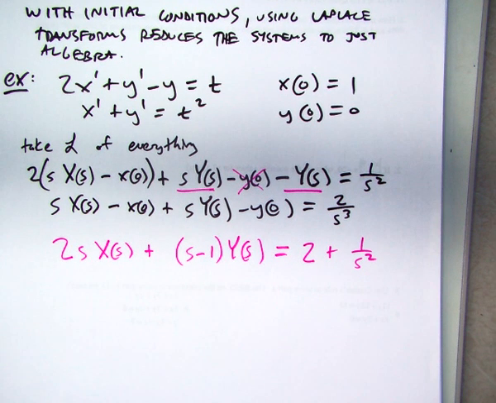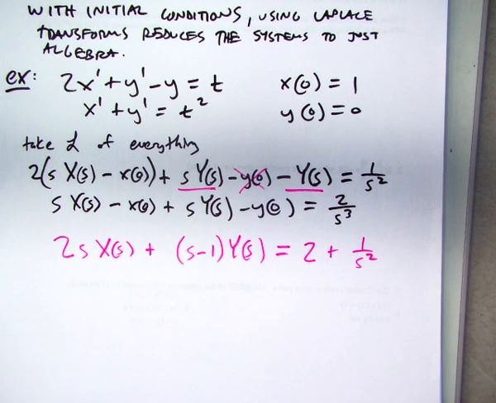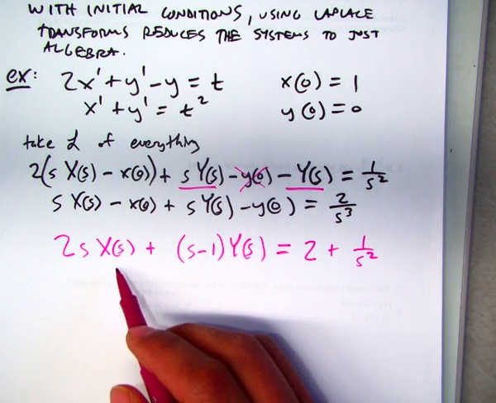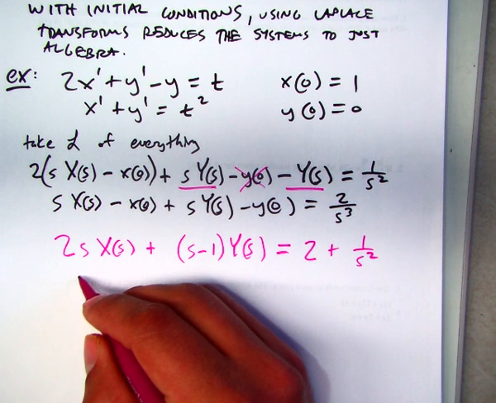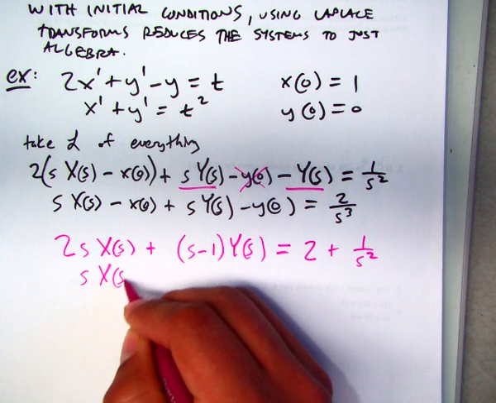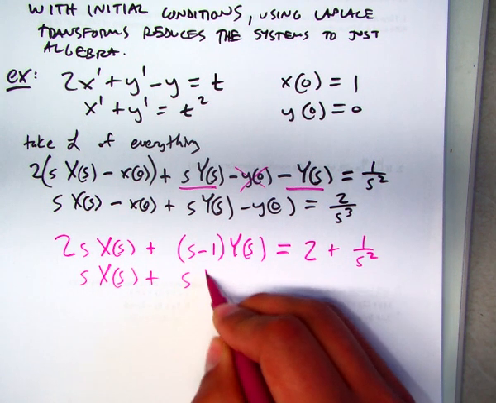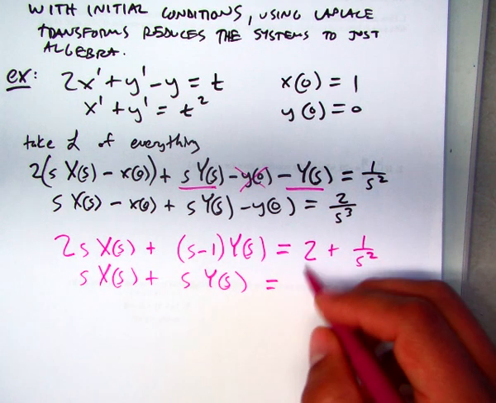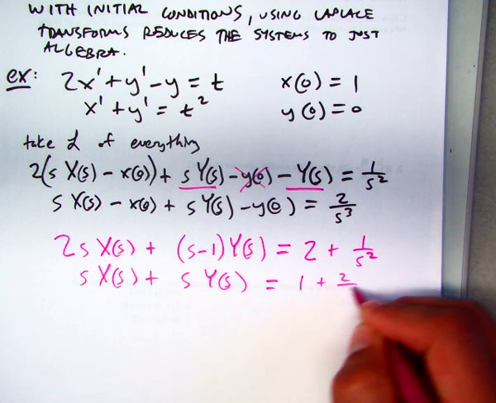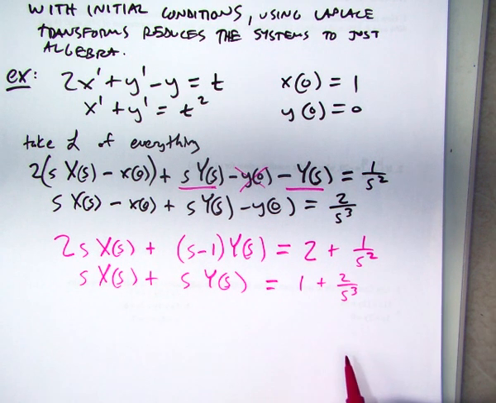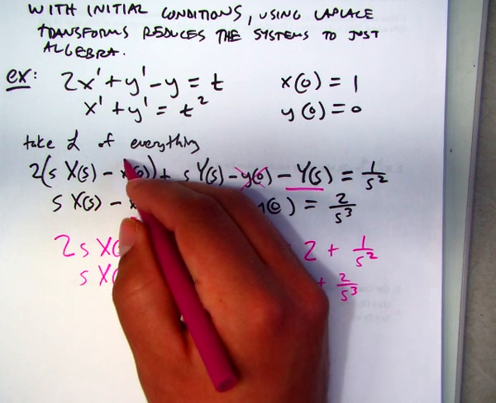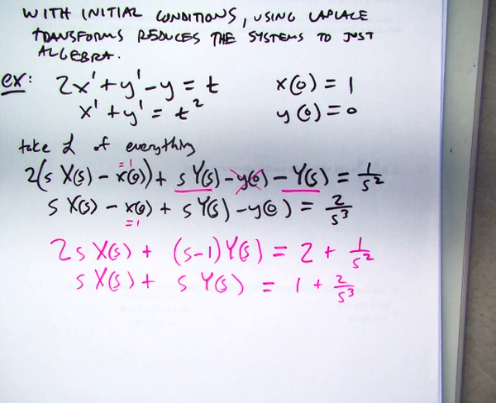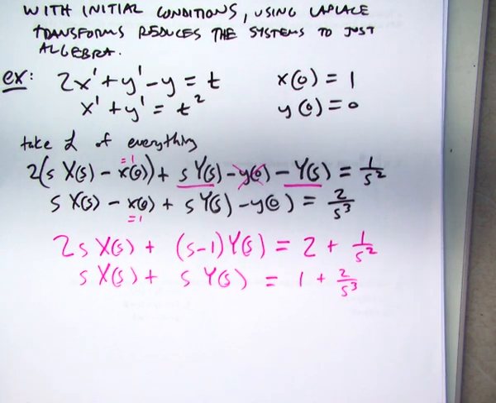Okay, and I'll do pretty much the same thing with the second equation. We get s capital X of s plus s capital Y of s. Move the initial condition over, we get 1 plus 2 over s cubed. So this is equal to 1, and that's how we get these two.